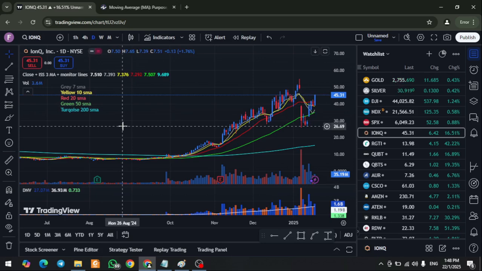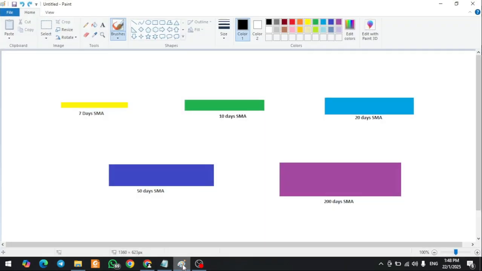So let me explain how each of these simple moving averages works. Just imagine 7 days simple moving average. I'm using SMA, simple moving average. I'm not using EMA, which is exponential moving average, but that's okay. In this video I will explain about simple moving average.